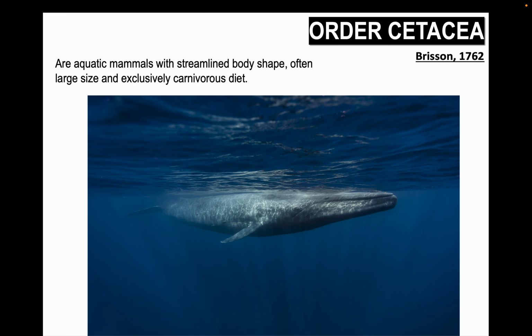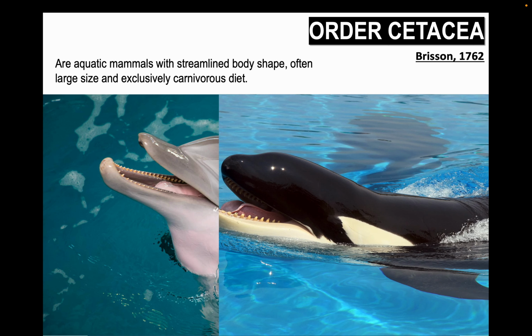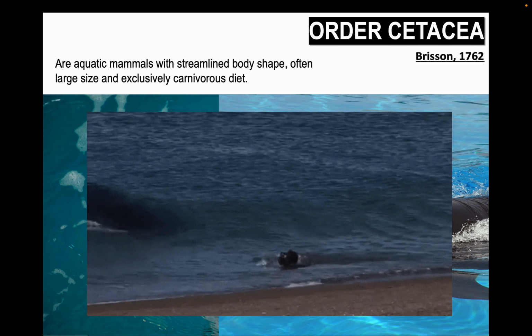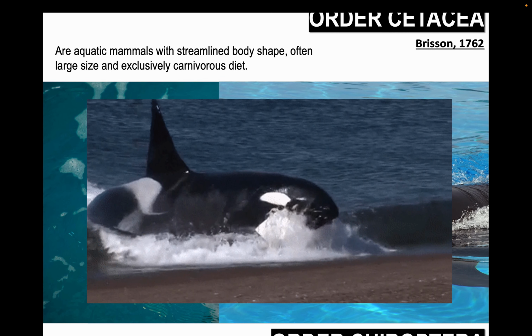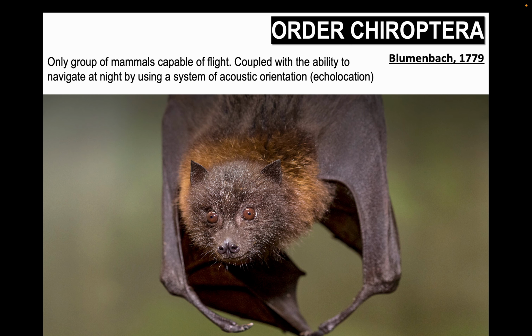Then for Cetacea, these are aquatic mammals. They have a streamlined body shape, often very large, and an exclusively carnivorous diet. Some examples are the whales, dolphins, and orcas. These are under order Cetacea. Then order Chiroptera, the bats, the only group of mammals capable of limited flight.